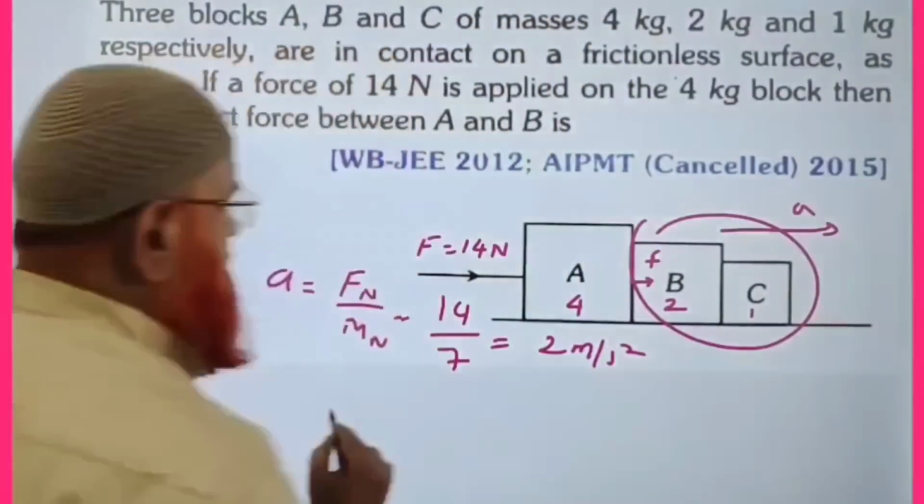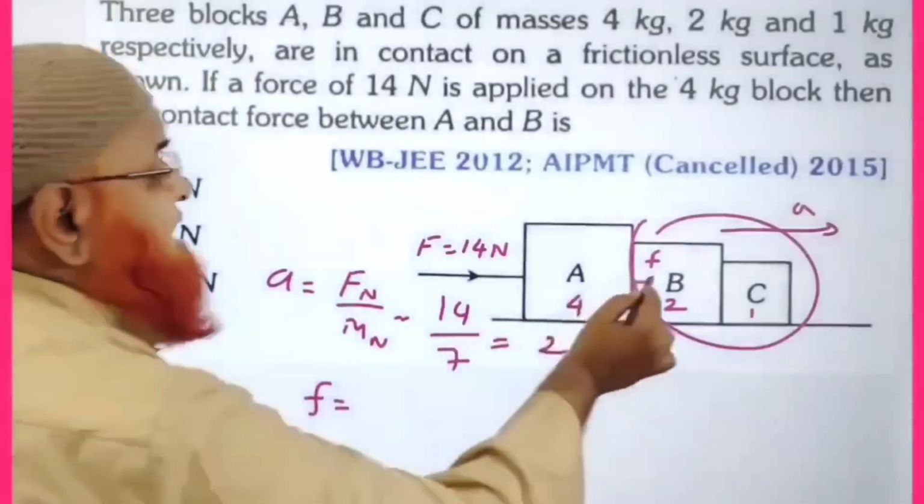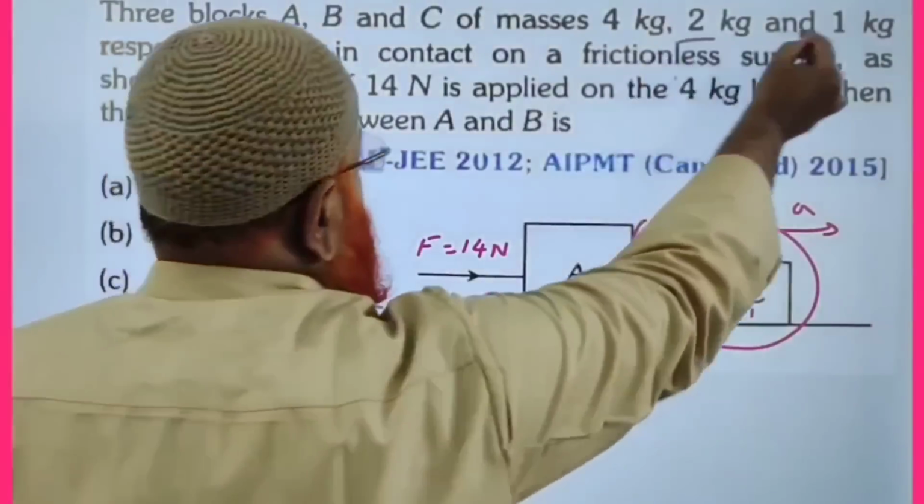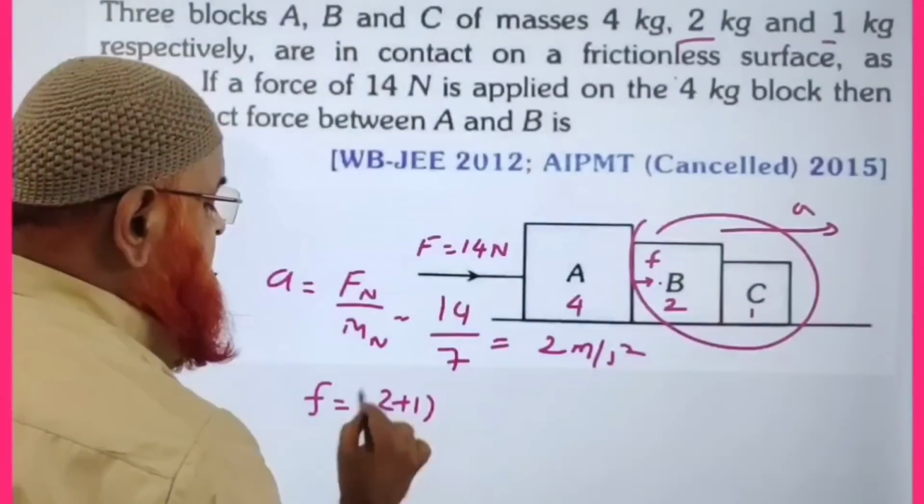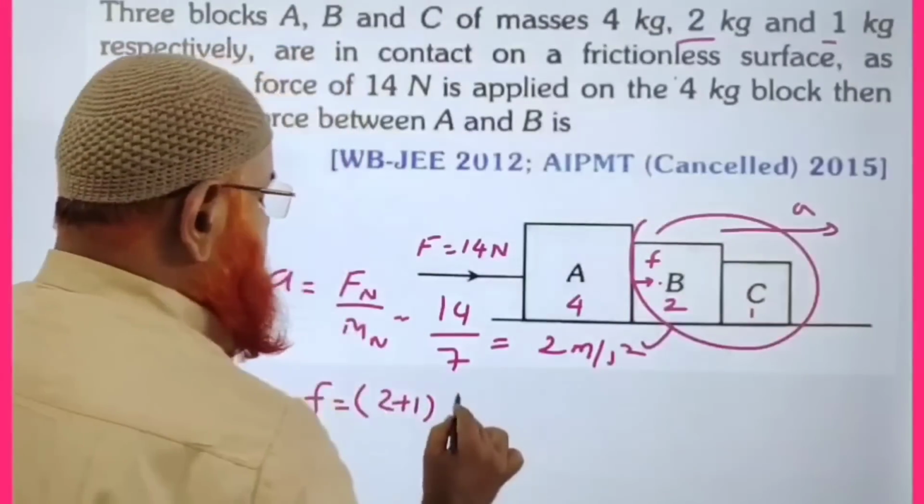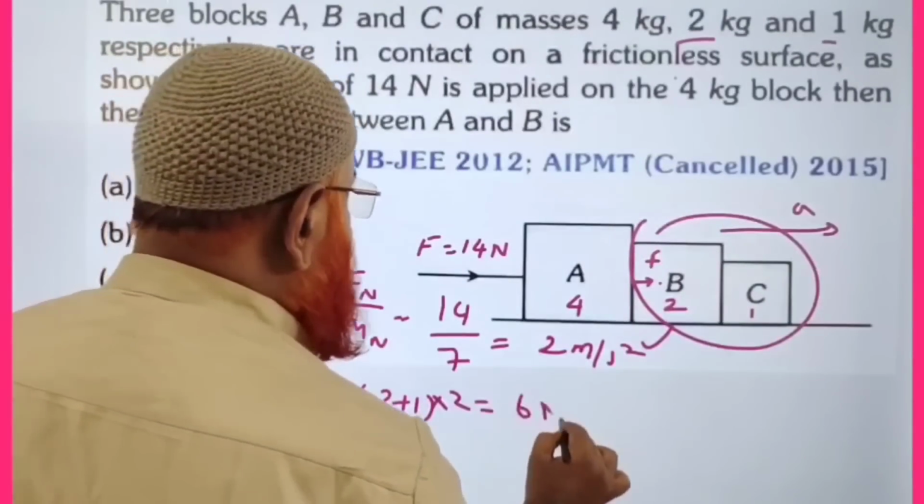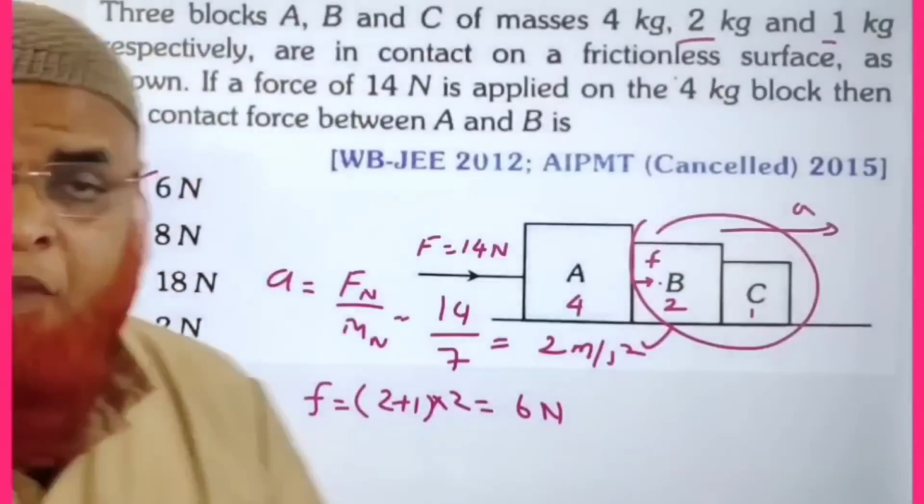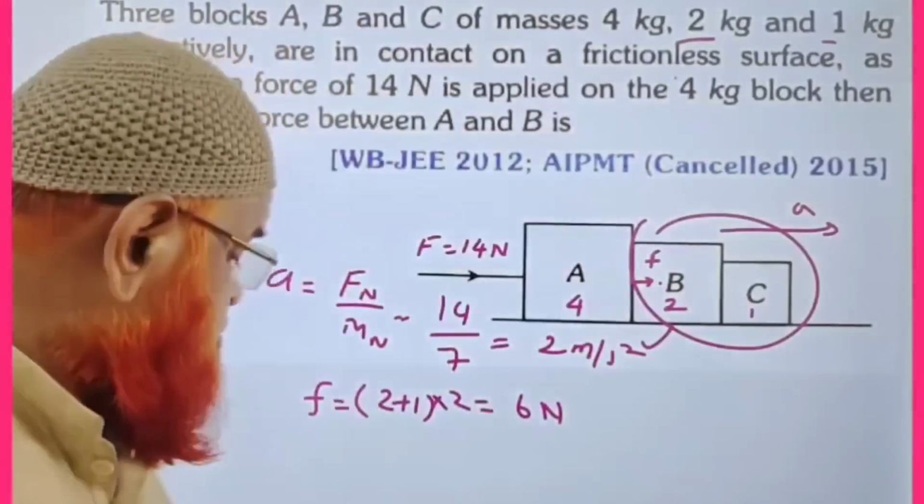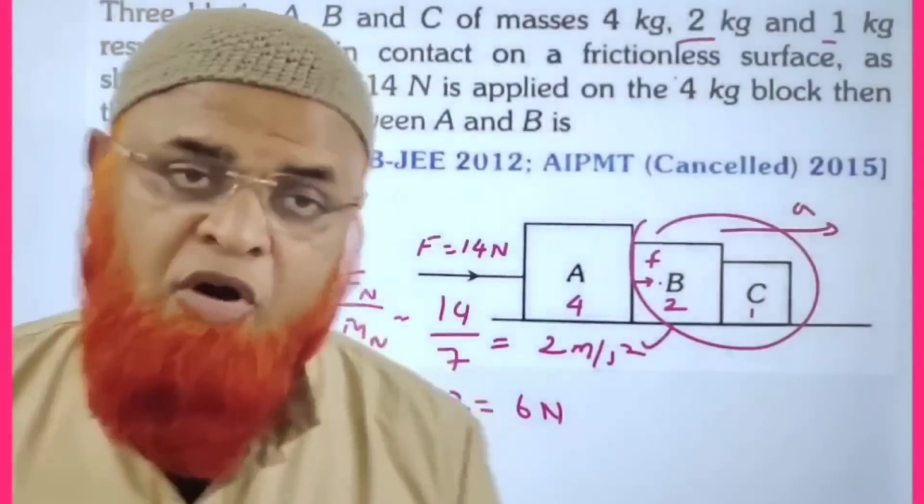Then what happens here? Contact force is equal to mass of B plus mass of C, which is nothing but 2 plus 1. And whatever acceleration we got here, if you multiply by the same acceleration, you will get the answer as 6 newtons, which is going to be the correct answer. Hope you have enjoyed this simple way of solving the problem without even using free body diagrams.